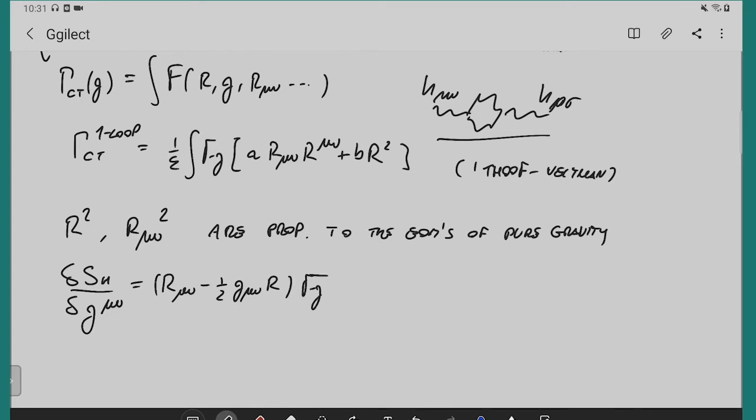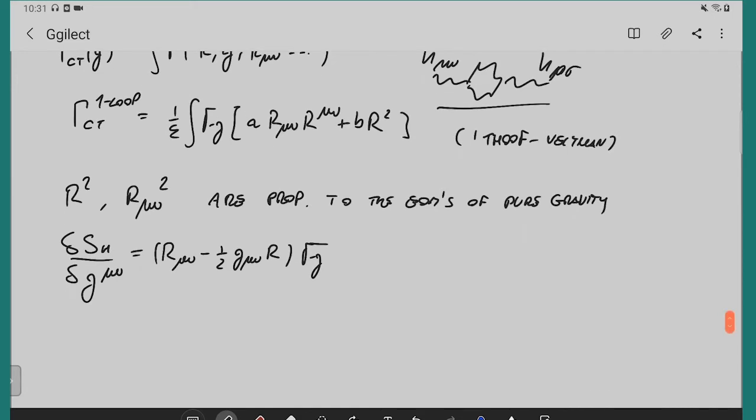So in general, why did I say that this is a lucky case? Because when you have terms that are proportional to the equation of motion and are perturbative, these are perturbative because A and B will contain powers of h bar. So they are quantum corrections, so they are small compared to the classical action. You can perturbatively absorb them.